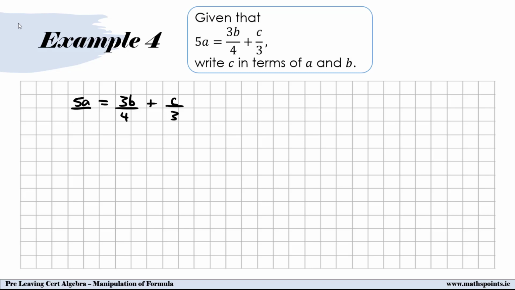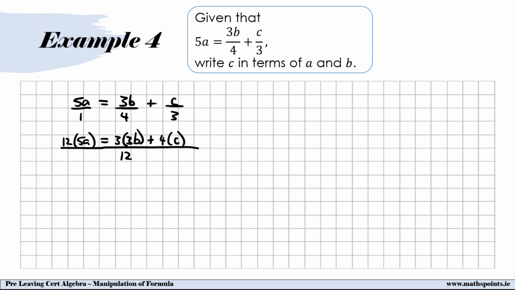I'm going to put the 5a over 1 just to make it a fraction, and then I'm going to draw a line across the width of the sum and find a common denominator. The lowest common denominator is 12, so 1, 4 and 3 all go into 12. 1 goes into 12 12 times, so I need to multiply the numerator 5a by 12, equals 4 goes into 12 3 times, so I need to multiply the numerator 3b by 3, plus 3 goes into 12 4 times, so I need to multiply the numerator c by 4.